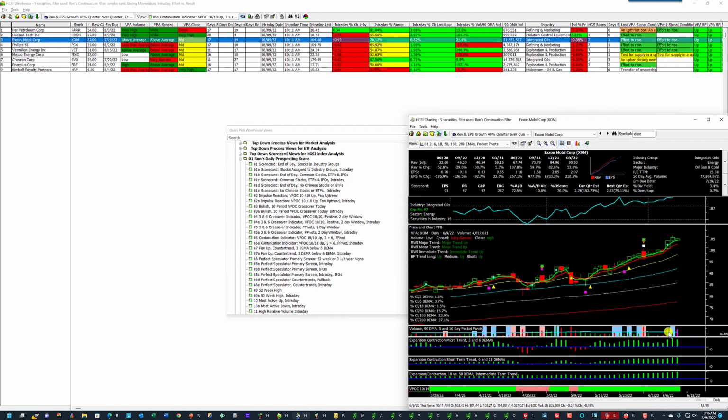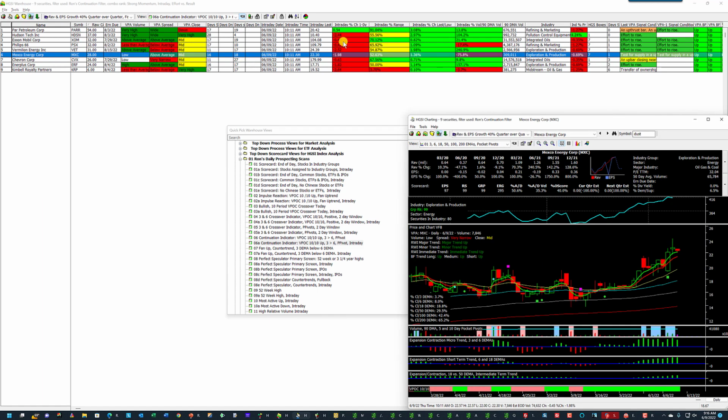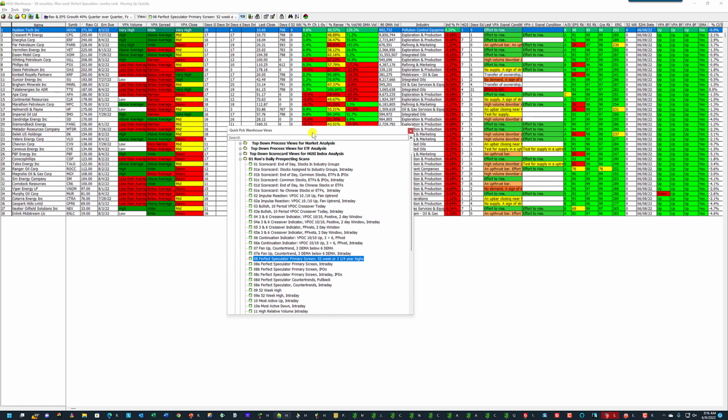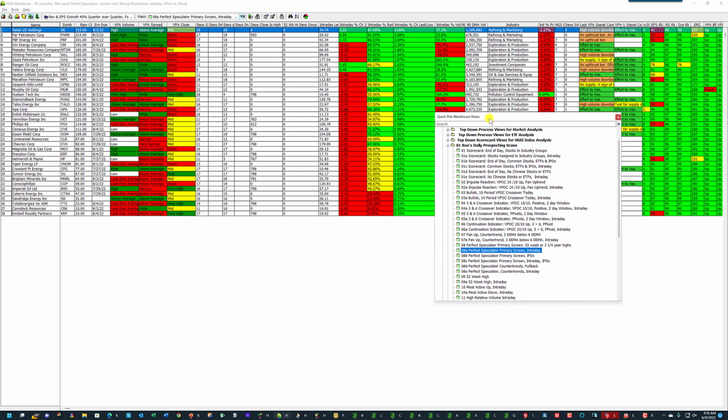Pocket pivot here, this is yesterday. It's a continuation pattern. These are generally really strong stocks that are continuing to move up, but you can see there's profit taking today. Moving down the list, there will be no counter trend stocks, perfect speculator stocks. These are stocks, let's do the intraday, that recently hit a 52-week or an all-time high.